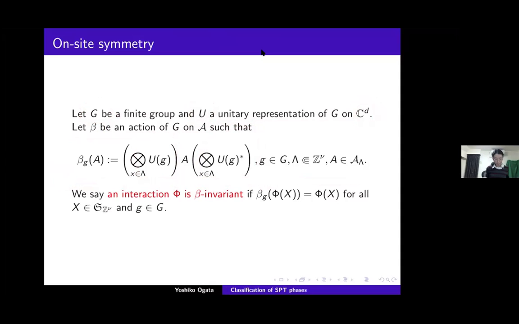And we say an interaction phi is beta invariant if each interaction term is fixed under this action. So if each interaction term is invariant under this action, then we say this interaction phi is beta invariant, and we are interested in such interactions. So that was on-site symmetry.